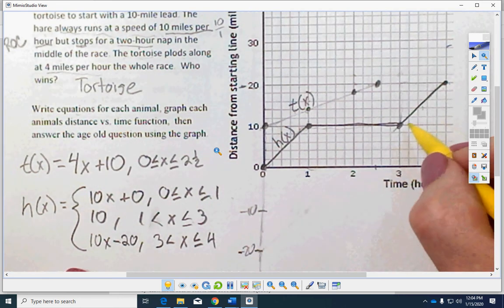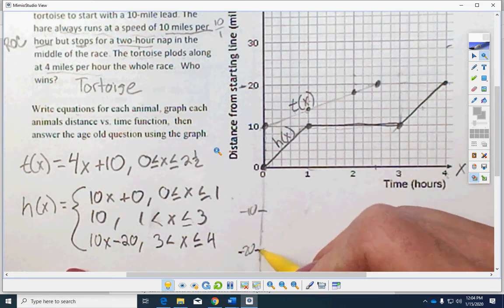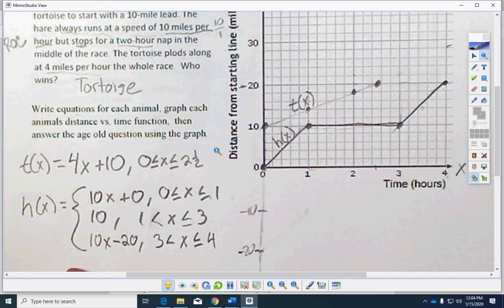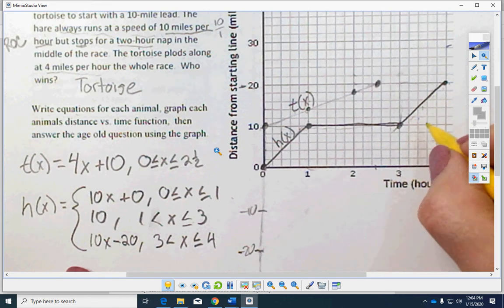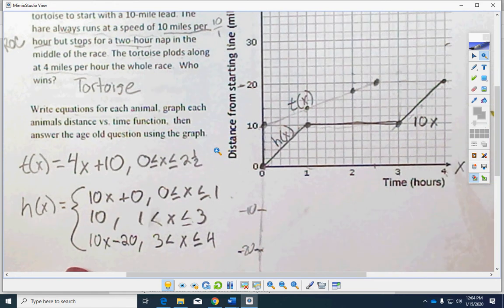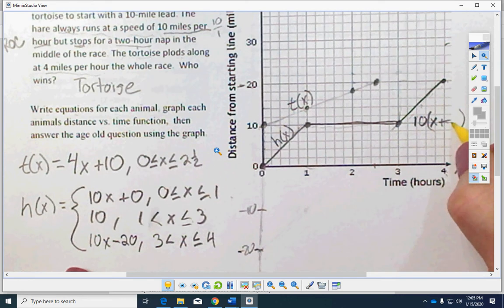So sometimes it's just too difficult to find where it's going to hit the y-axis. This one wasn't too difficult, but sometimes it is. I want to show you that you can use shifts. The shift works just like it does with the absolute value. So if I were to write this piece using a shift, we know that he's going 10 miles per hour, so we feel like writing 10x. But remember with our shifts that there's something inside the parentheses with the x, and then there's something outside. This inside is a shift right or left, and this outside is a shift up or down.